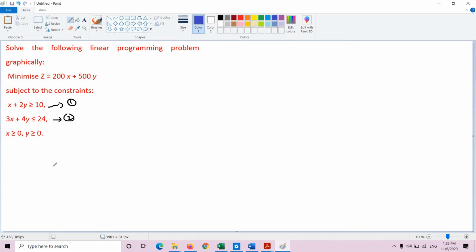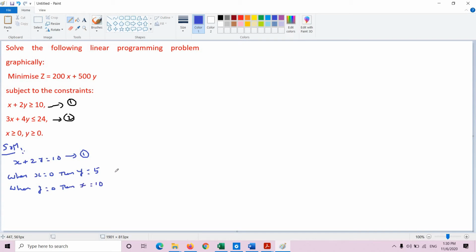Now, first we are taking equation number 1, in the solution part. First equation is x plus 2y equal to 10. From this equation, when x equal to 0, we have to compute y. If x equal to 0, then 2y equal to 10 and y will become 5. Then again, when y equal to 0, then x equal to 10.